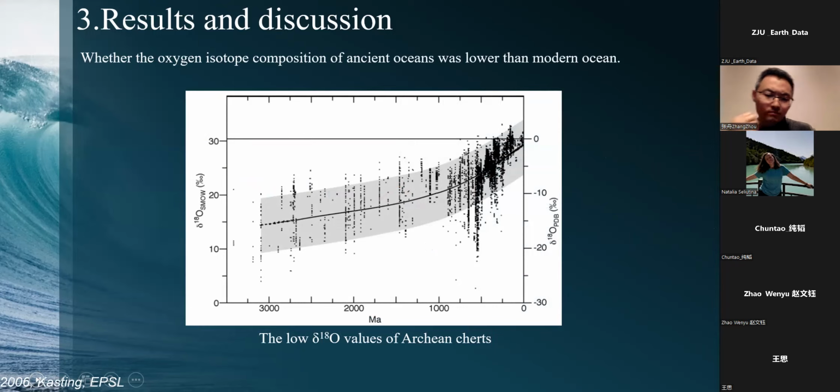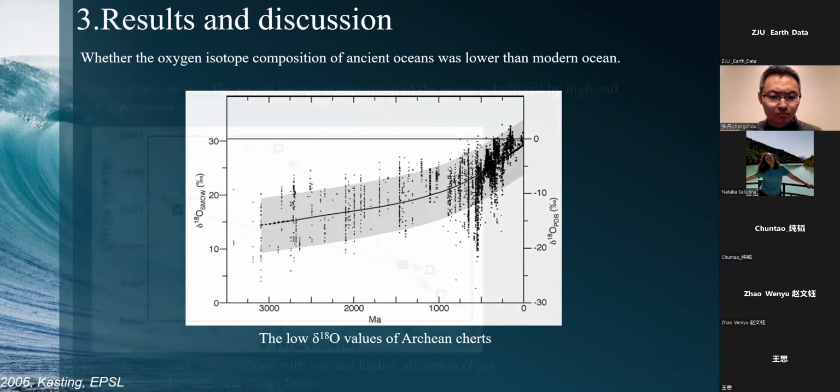So I'll just show an example here. This is the Archean chert delta 18O data. You can see that the Archean chert presents lower delta 18O values compared to modern samples. One explanation is that the lower Archean ocean oxygen isotope composition caused these lower delta 18O values of Archean chert. So in this paper, they also try to test this hypothesis.